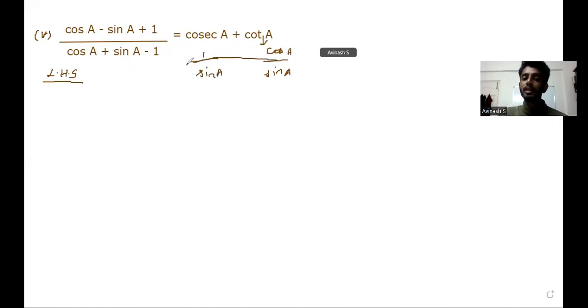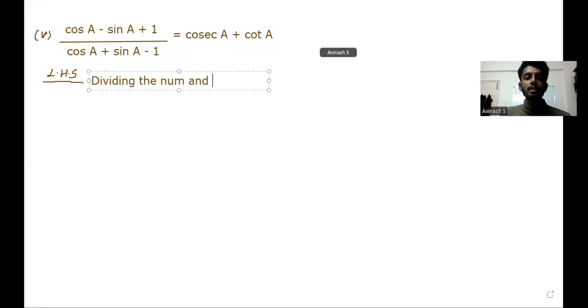Something that is common in both of these is dividing by sin A. So therefore, we have to divide the left hand side throughout by sin A, in the numerator as well as the denominator. There is no meaning in dividing only the numerator, and it is not mathematically possible also. So we write a step which is dividing the numerator and the denominator by sin A. Why do we do this? Because in the right hand side, it's very clear that we need cosec A. Cosec A is nothing but 1 by sin A. That is one of the reasons we divide by sin A.